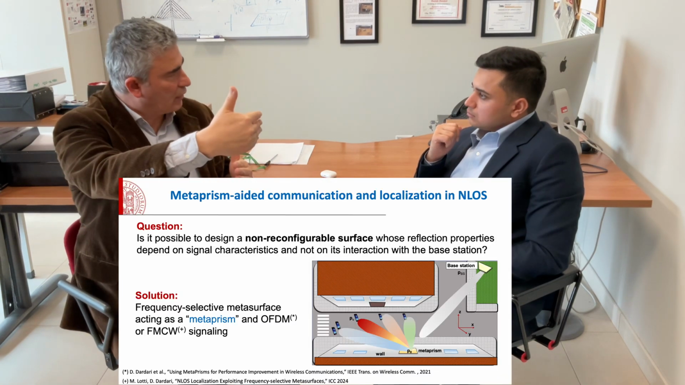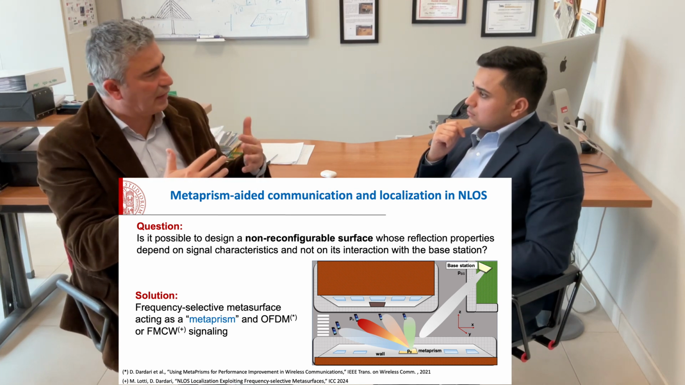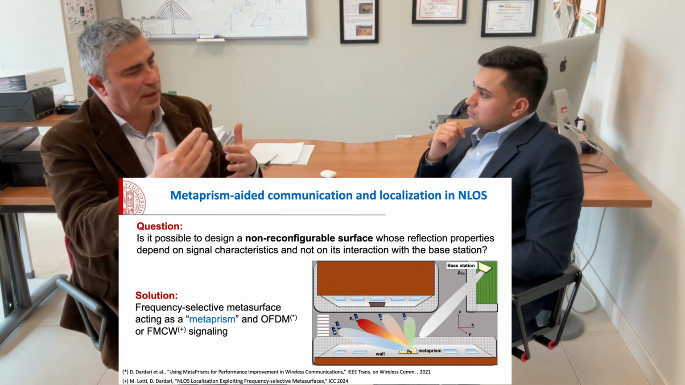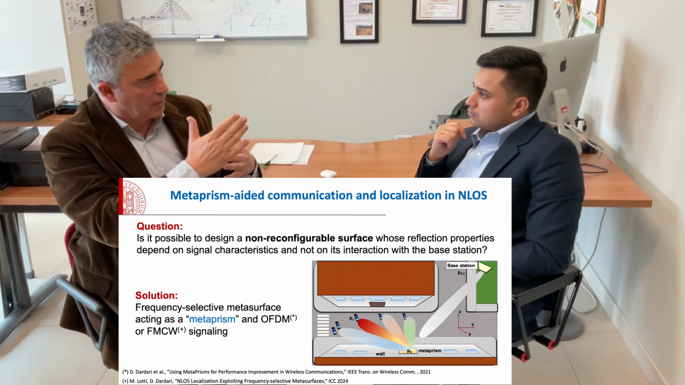then imagine, for instance, you have an OFDM signal impinging on this surface. OFDM is composed of several subcarriers of different frequencies. So if the metasurface is frequency selective, each subcarrier is reflected to a different angle. Then instead of configuring the metasurface, if you want to change the direction of the beam steering, you just change the way you allocate the subcarriers to users.